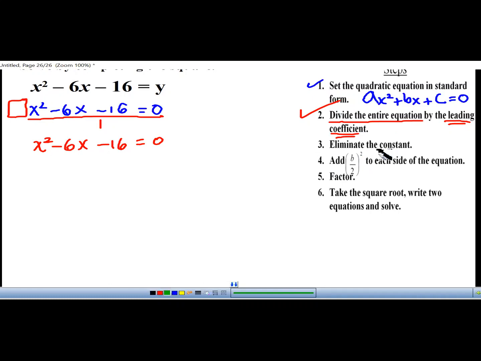Step 3, eliminate the constant. So, first of all, which is our constant? Our constant is any number that does not have a variable or is not being multiplied by a variable. So my constant here is what? Negative 16. The other number without the variable is 0, but 0 is 0. We can't do anything there. So I need to eliminate negative 16. How can I eliminate negative 16? By using inverse operation. So I do what? Plus 16, plus 16. I end up with x squared minus 6x, I leave an empty space, equal to 16. Step 3 is done.